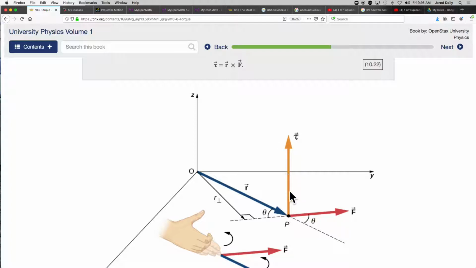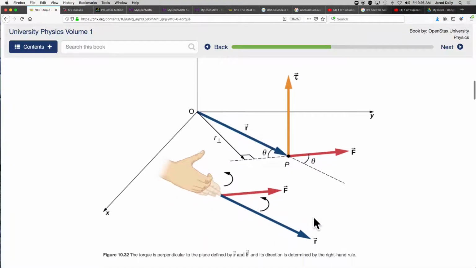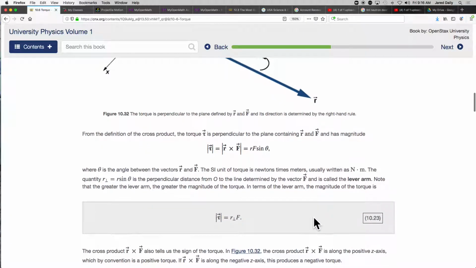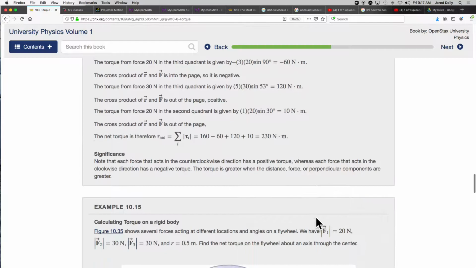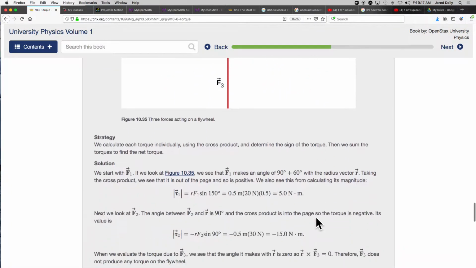So the length of this torque vector tells you how much of this force vector is pointing 90 degrees to the r vector, I guess is a better way to say that. So it tells you how much of the force vector F is pointing perpendicular to the r vector, and then it multiplies the two together and gives you the torque vector, which is 90 degrees to it.